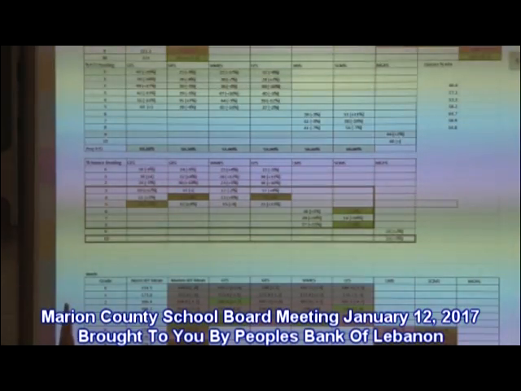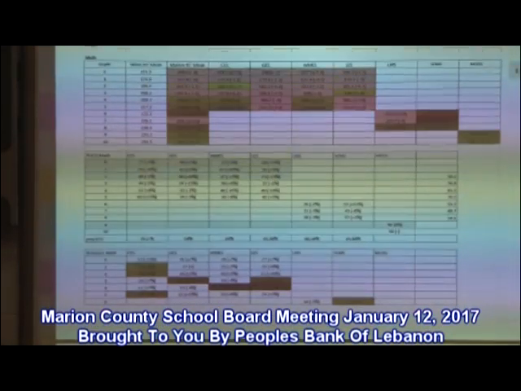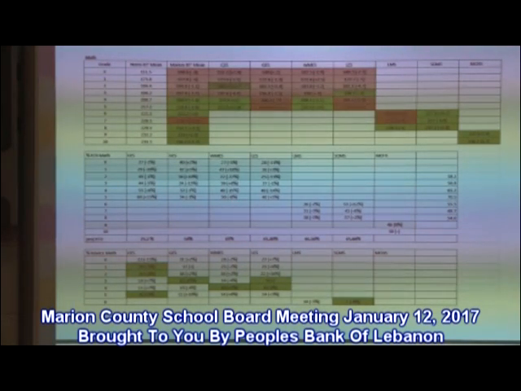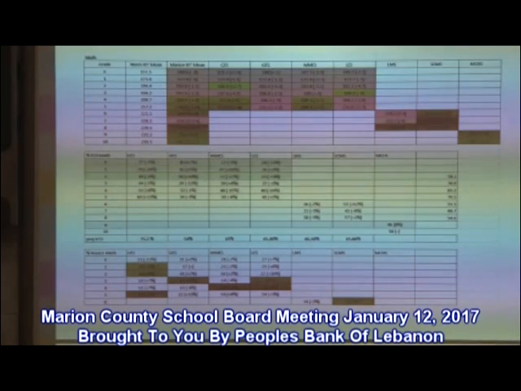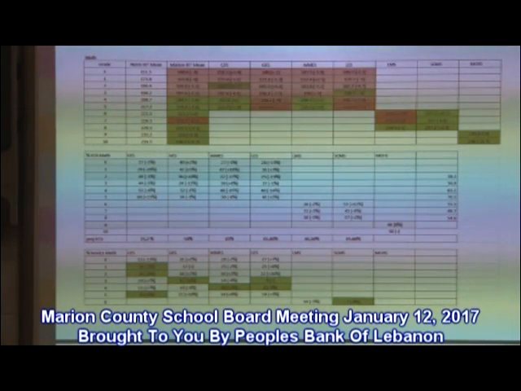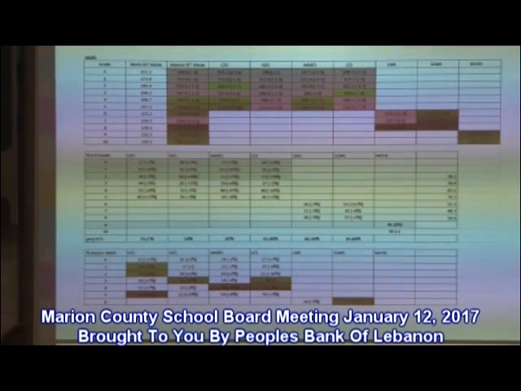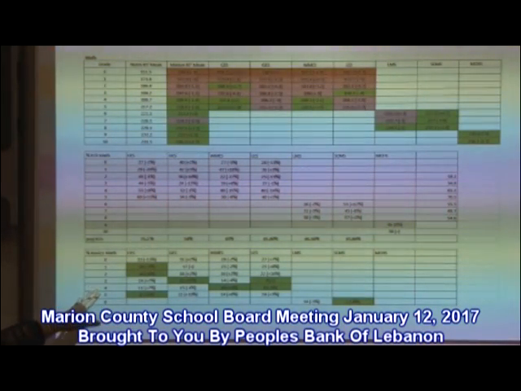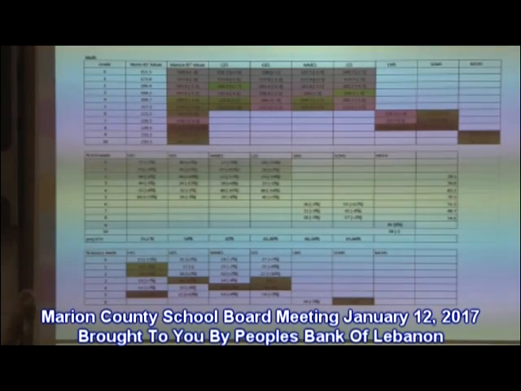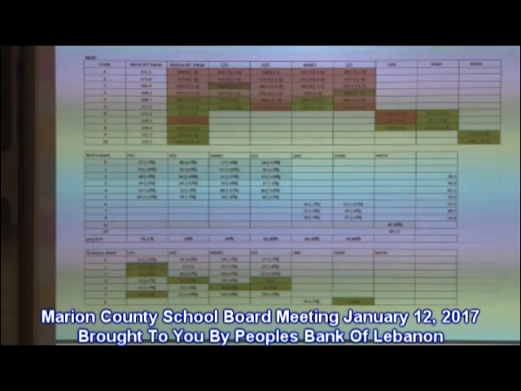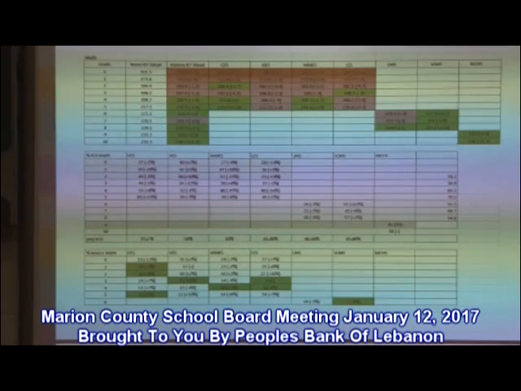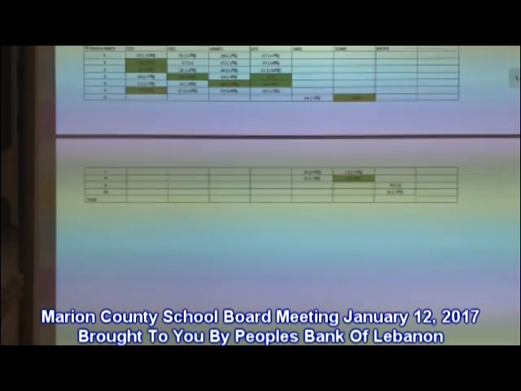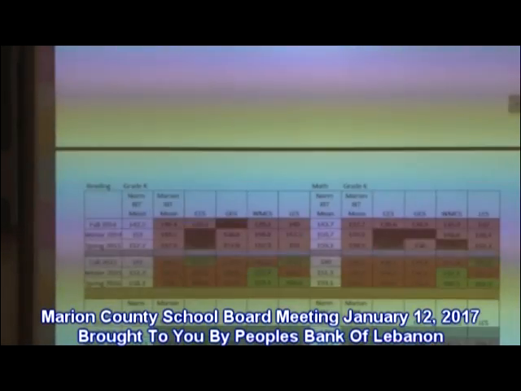So if we scroll on to the math, you're going to see the same setup: the same shading of green or red, and the same indication of whether a grade level has gone up or down compared to this time last year. You're going to see the proficiency predictions and the percent of novice. So we're keeping an eye on all of those things. If you continue, and I'll have Teresa just scroll, we won't look at every single grade level.